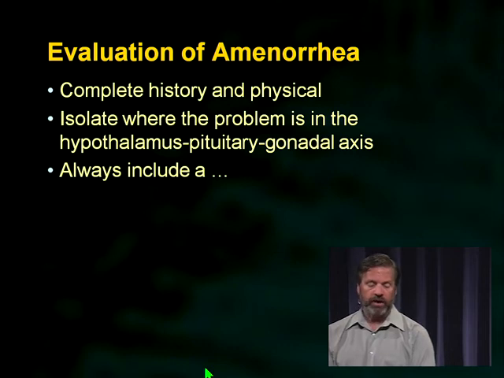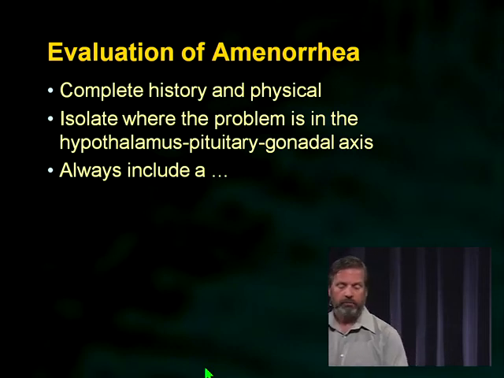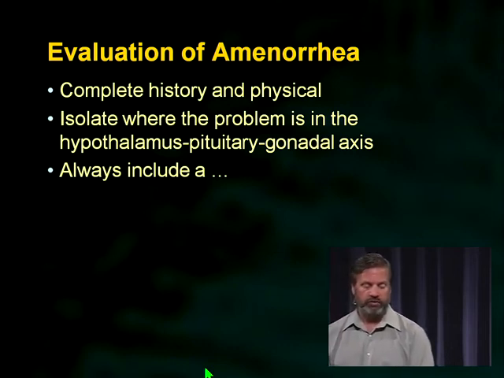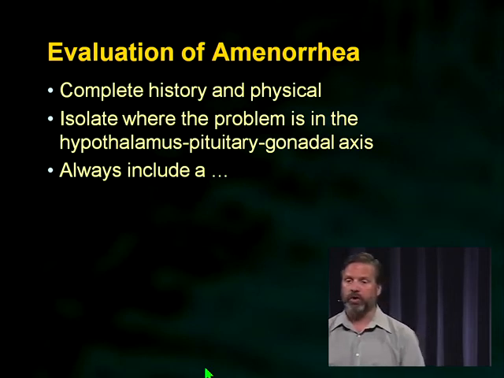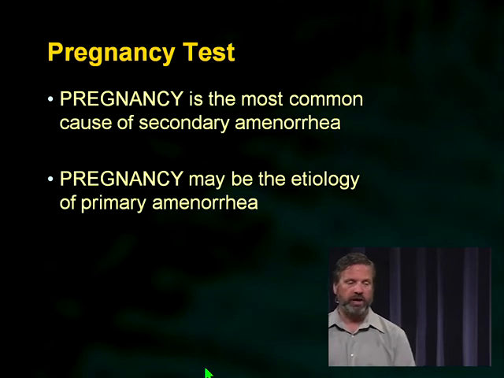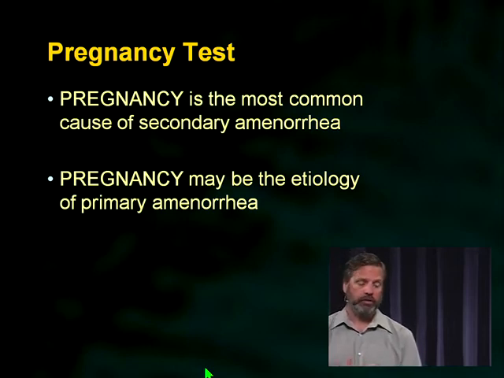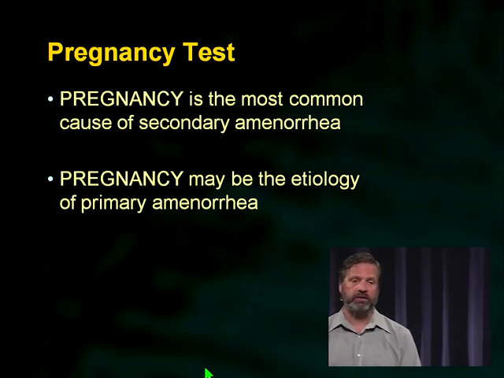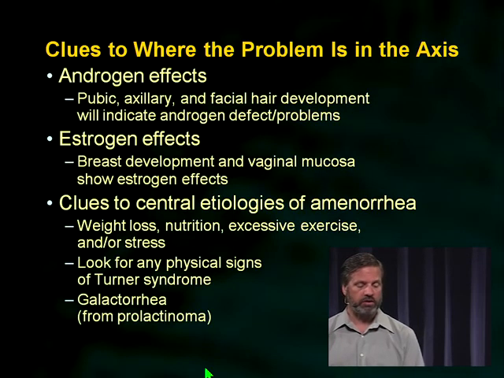So how do you evaluate amenorrhea? Your usual complete history and physical. Try to isolate where in the axis you think the problem is, and use your testing to help you. And always include a pregnancy test. Always, always, always do a pregnancy test. It's possible that primary amenorrhea could present with pregnancy. So the patient never had a period and presents to you with pregnancy. So that is a possibility you need to consider.